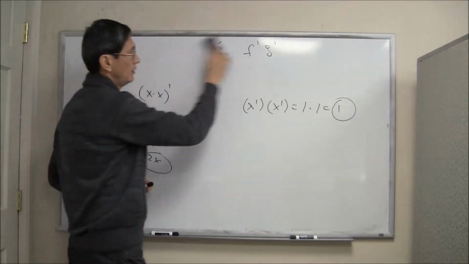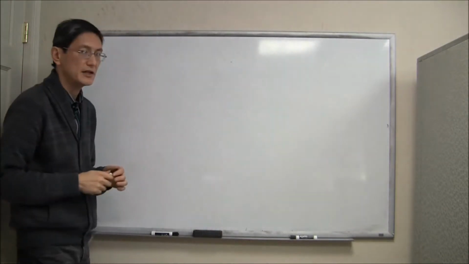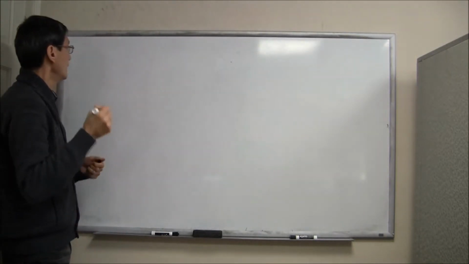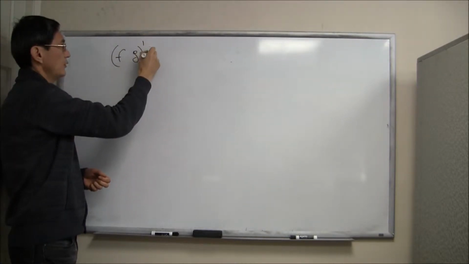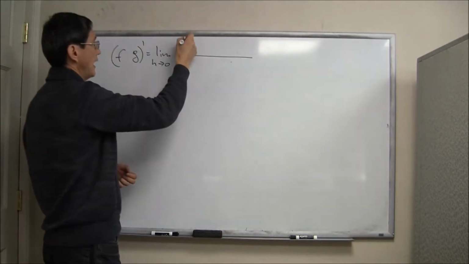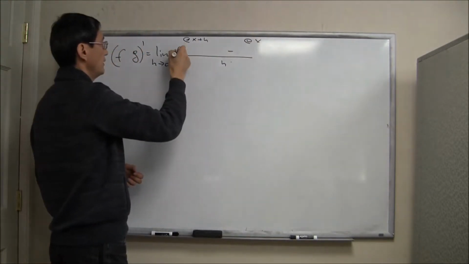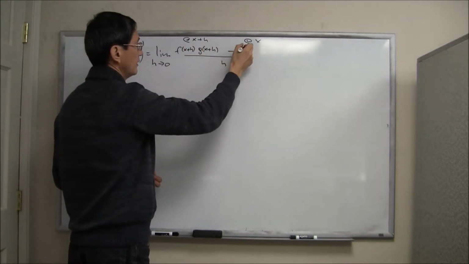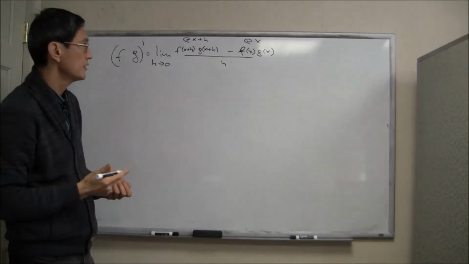Alright, so now we'll try to learn how to take the derivative of a product. So we're going to get the product rule. Alright, so we want to take the derivative of a product. We're going to write down the limit definition of the derivative. That is f(x+h)g(x+h) minus f(x)g(x), over h. So we're plugging in x plus h for x, and plugging in x. So we get that expression.